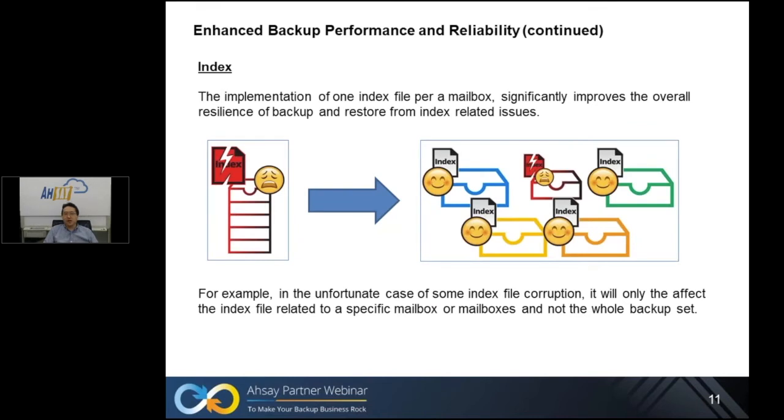Another advantage of having one index file per mailbox is that it significantly improves the overall resilience of the backup restore operation from index-related issues. For example, in the unfortunate case of some index file corruption, it may only affect the index file related to a specific mailbox or mailboxes, and not the whole backup set.